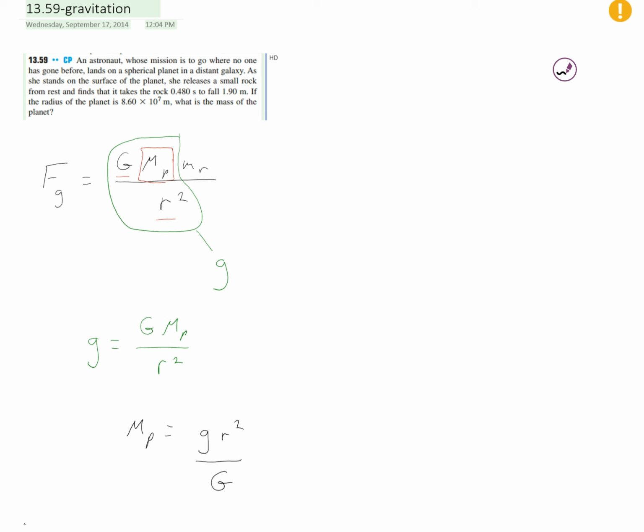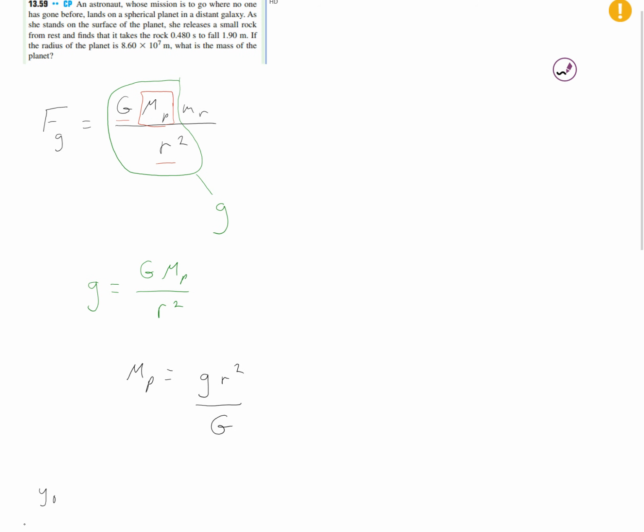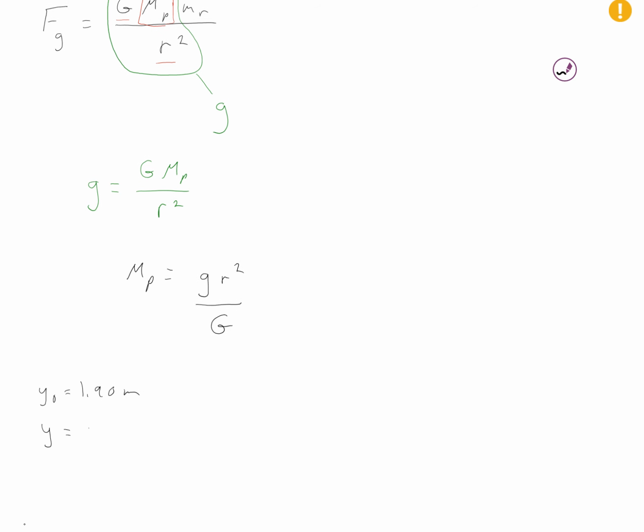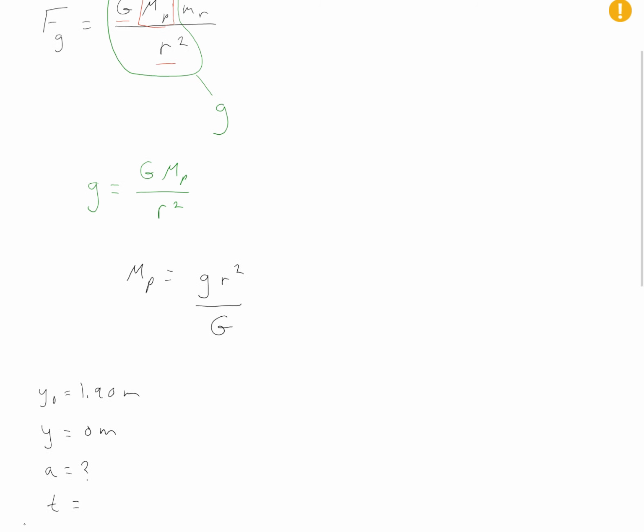So the next thing we need to do is use the time and the distance to figure out what the acceleration is. So we're given an initial position. Since we're dropping it, let's call this y. Initial position is 1.9. Final position is on the surface. Acceleration is what we want to know. And time we have is 0.480 seconds.